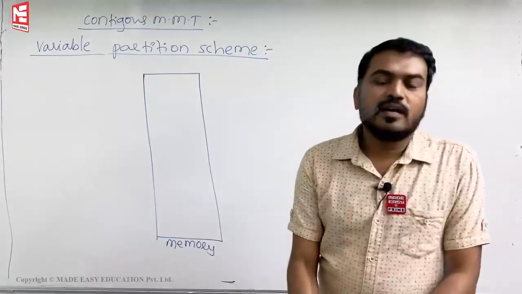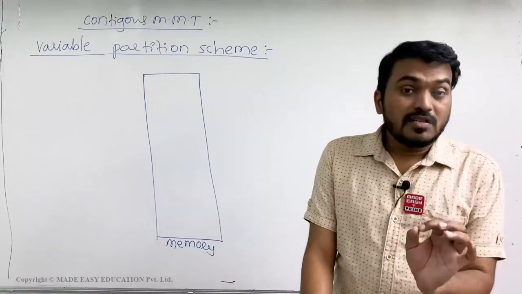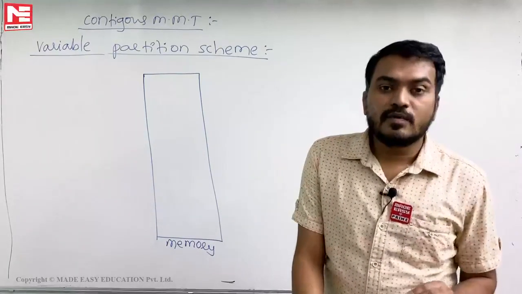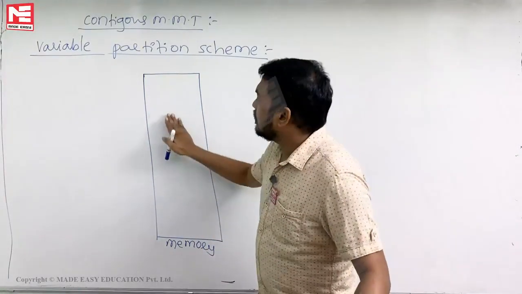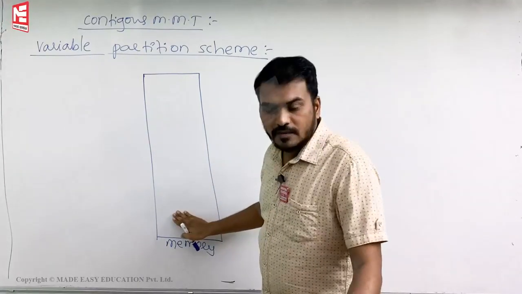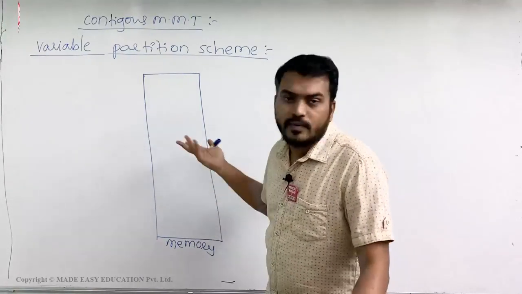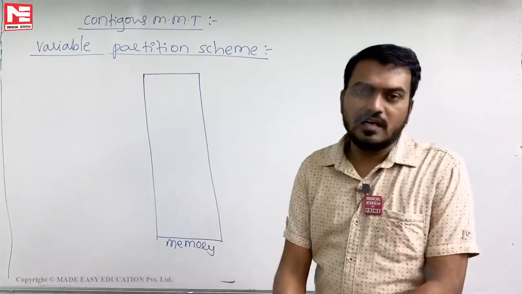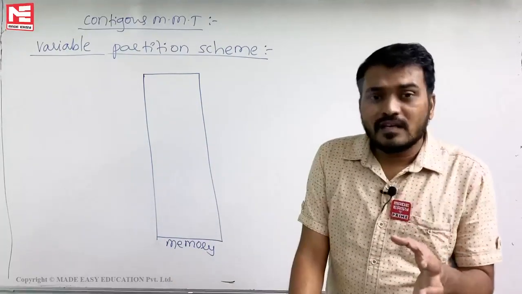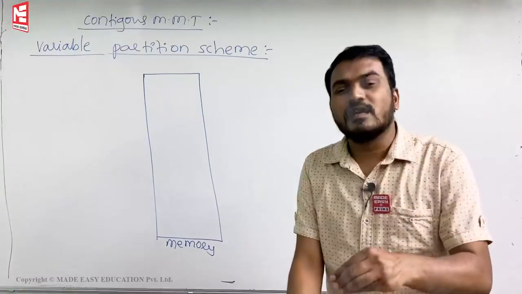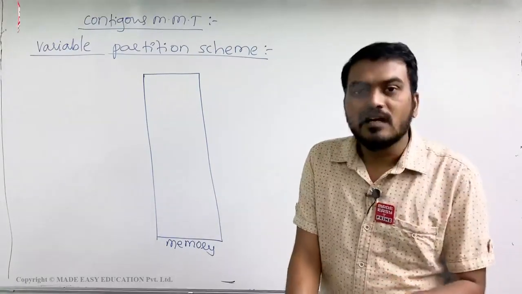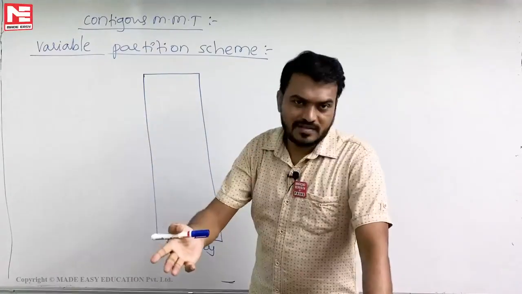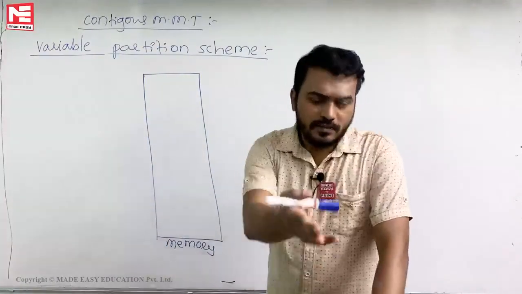In the variable partition scheme, initially memory will be a single continuous free block. It is just like there is no partition here, just a single continuous free block. Is that clear? And remember, whenever a request by a process arrives, then you make the partition and accommodate the process. Is that clear? Don't worry, I will give notes, first listen.